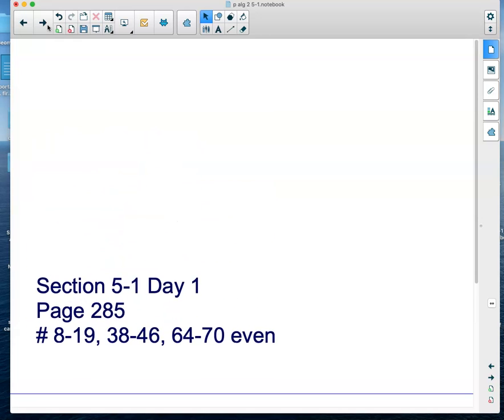I'm going to take a quick peek at this assignment and make sure that everything that's on here is something that we talked about today. And it is.